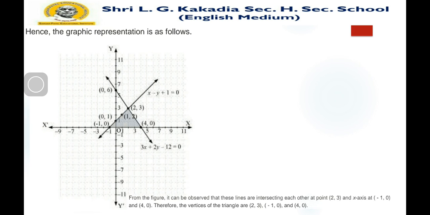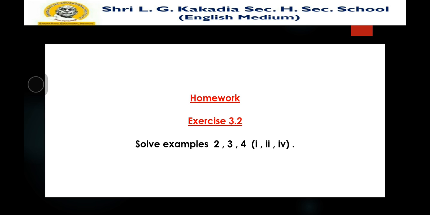So from the figure it can be observed that these lines intersect each other at the point 2 comma 3 and the x-axis at minus 1 comma 0 and 4 comma 0. Therefore the vertices of the triangle are 2 comma 3, minus 1 comma 0 and 4 comma 0. This way we can solve such types of examples.